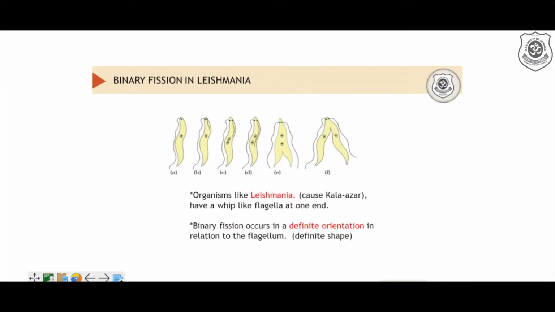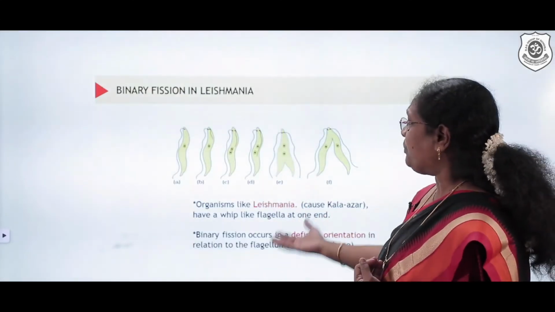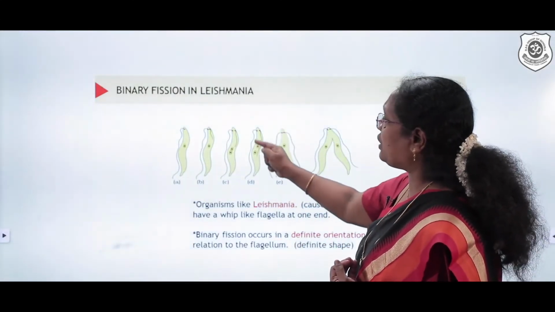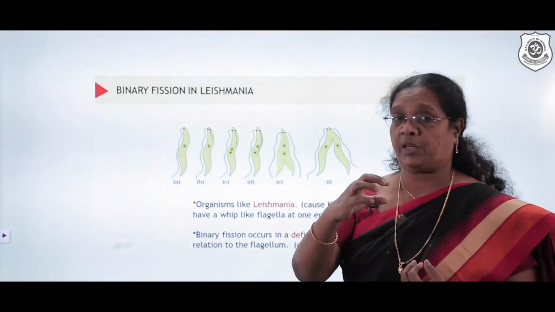Binary fission in Leishmania. This is an organism which causes Kala Azar, that is, it gives a temperature, fever, and also sometimes swelling in the liver and the spleen. That sort of a disease is caused by this particular Leishmania.